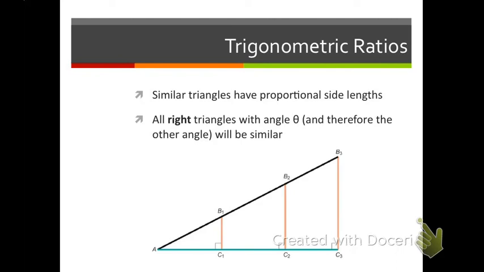Alright, so quick overview here. Similar triangles have proportional side lengths. If each one of these right triangles has this angle A, let's say that's theta, then these other angles are all going to be congruent, because 90 minus theta, I do that each time, and so I'm going to get the same number each time. All of these triangles are going to be similar.